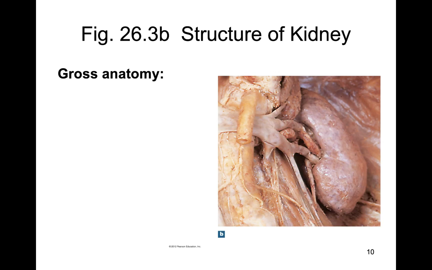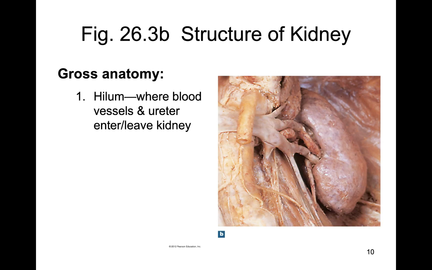Okay, so let's look at the gross anatomy of the kidney first. The first structure that we have is the hilum. Hilum is where all the blood vessels or tubes go in or out of the kidneys. They're going to enter or leave the kidney at the hilum. So this is going to be the hilum right here, where all the tubes or blood vessels are entering the kidney. That's the hilum.